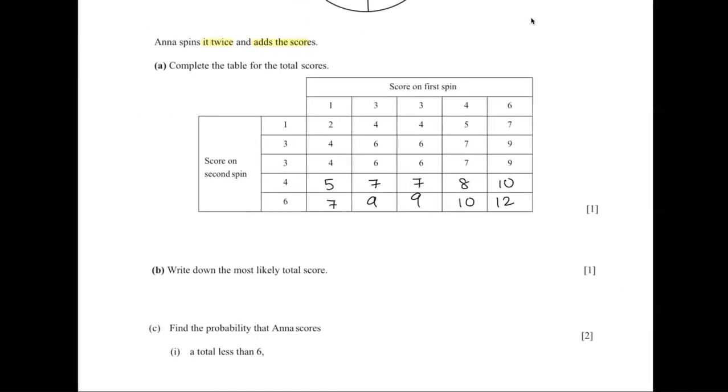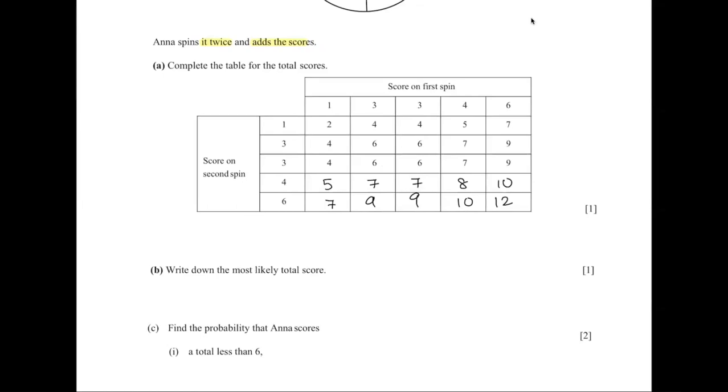Write down the most likely total score. So you can see which one has the highest probability of happening is 7.